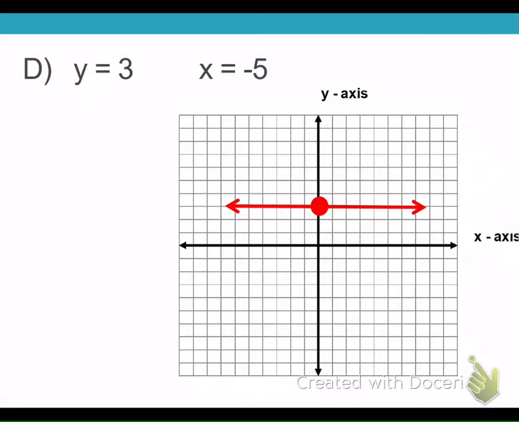So does this have an x-intercept? No. It does not. It only has a y-intercept. Okay? Actually, I'm just going to label the lines so we know which one's which, okay? Now, think of it like a separate problem.